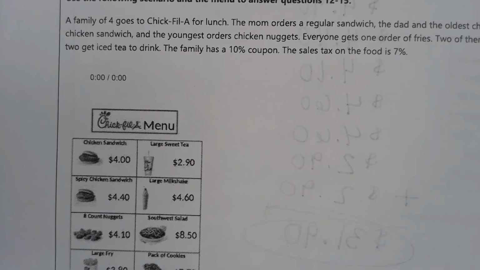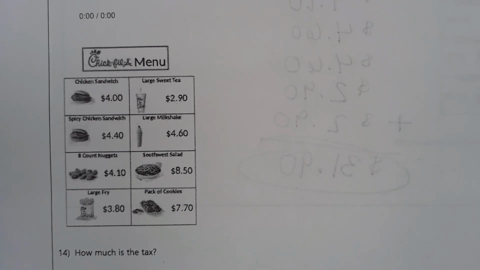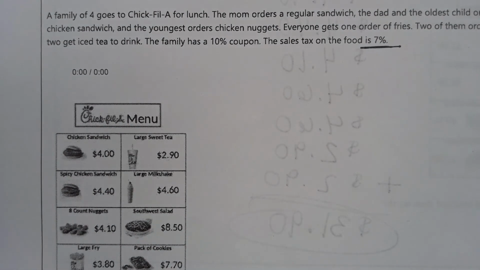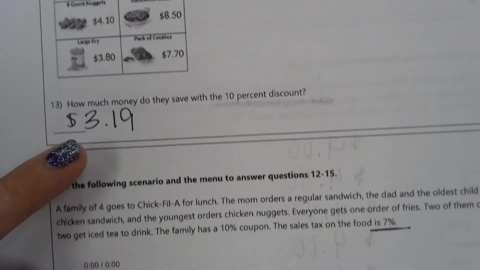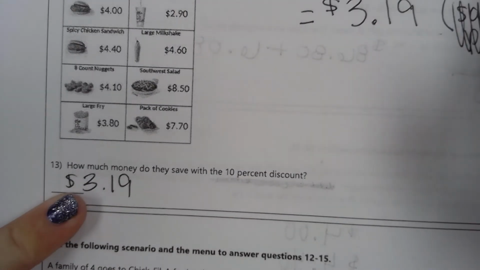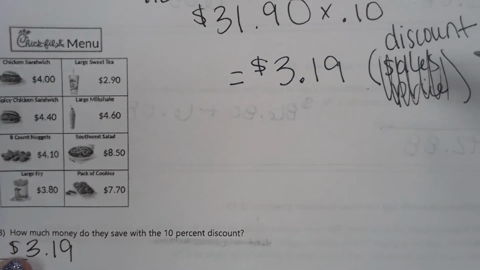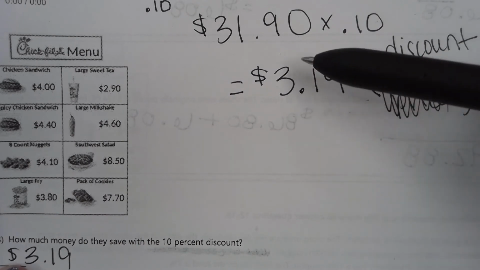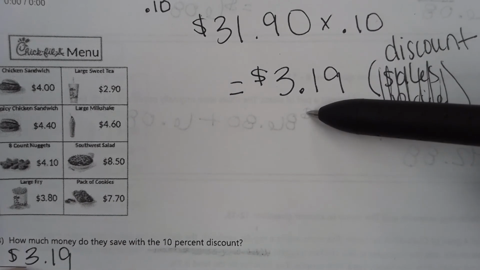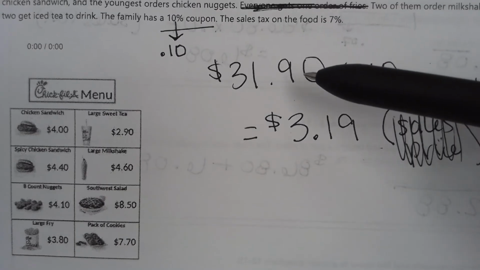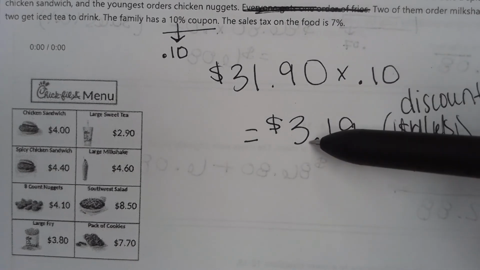Next question, so we have the same scenario. Now they're just wanting to know how much is the tax. So tax is 7%. And remember, if there's a discount, the tax goes on the sales price. So what we have to do first is, this is our discount, and what we need to figure out is the sales price. So if we are saving $3.19, to get the sales price what we need to do is take the amount of the food and subtract the discount.